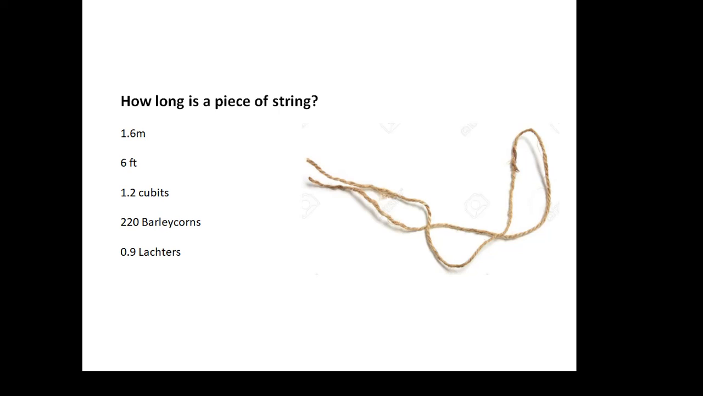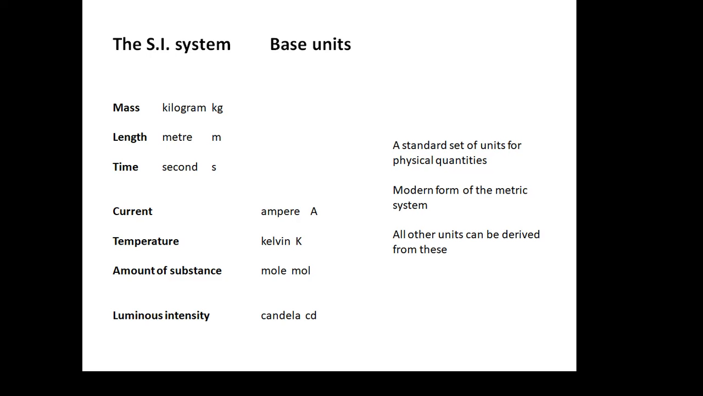Basically, you can see that scientists around the world need to be using the same units of measurement. Otherwise, we're going to get very, very confused. So we need some kind of international system of units that all scientists can use, and then they can share data and communicate with each other. We use an international system, Système International, the SI system.